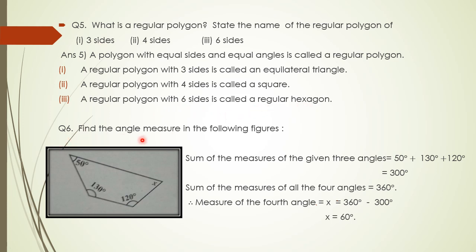Question number 6. Find the angle measured in the following figures. So in this figure, children, it is a quadrilateral and 3 angles are given. All the 4 angles we know it is 360 degrees. So sum of the measures of the given 3 angles equal to 50 plus 130 degrees plus 120 degrees is equal to 300 degrees. So measure of the 4th angle is equal to total measurement minus 3 angles sum measurement is equal to 360 minus 300 degrees. It is equal to 60 degrees, right?